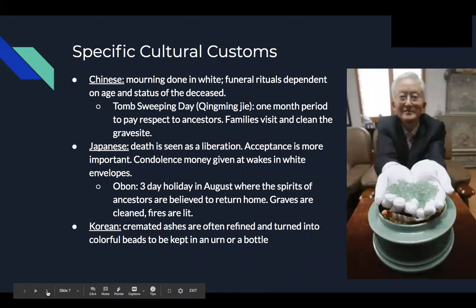Next, we have cultural considerations for death and mourning. In the Chinese culture, the relatives usually wear white when mourning, and the funeral depends on the age and the status of the person who died. In the Japanese culture, they think that acceptance of the death is important, and they also give condolence money. They also celebrate a holiday called Obon, which is a 3-day holiday in August where the spirits are supposed to return home to the ancestors and the graves are cleaned. In the Korean culture, they cremate the body and refine the ashes into colorful beads that are then kept in a bottle or an urn.